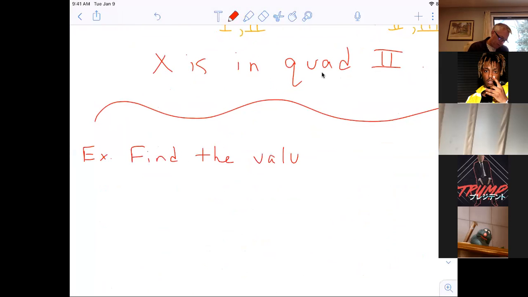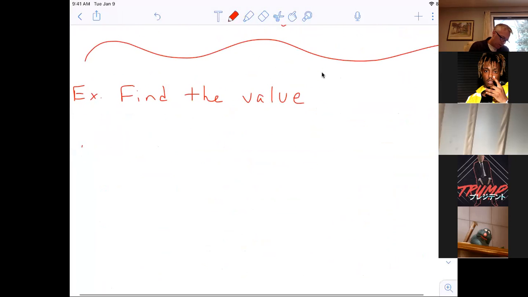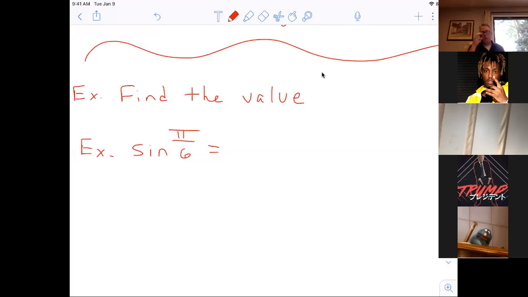So we're going to be finding the value, and I'm going to do a few examples here. Let's say we want to find the sine of pi over 6. All right, first thing we would want to determine is what quadrant are we in? So we are in the first quadrant. Our reference angle is pi over 6 because that is in the first quadrant.